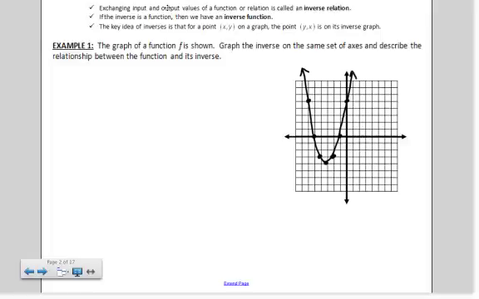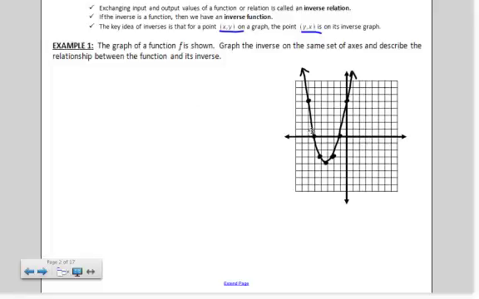Everything that can be graphed has an inverse relation because all you're doing is switching the x's and the y's. Swap them. So everything that can go on a graph can have an inverse because you're just switching the x and y's to get the inverse, but not everything is a function. And that's going to be our purpose for today.